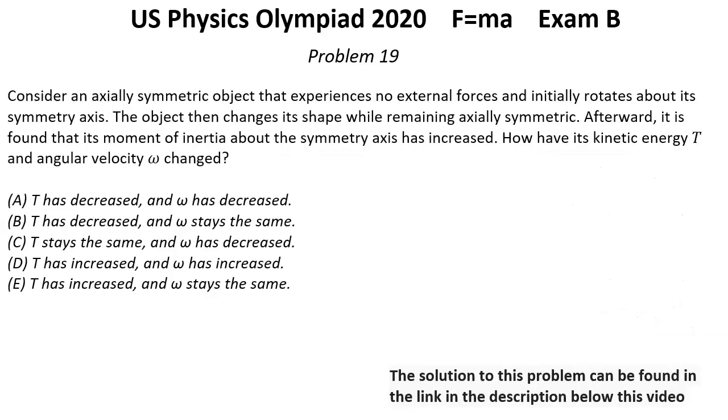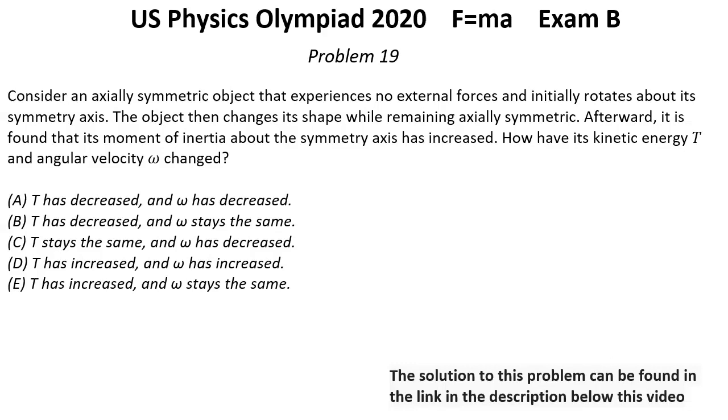Problem number 19. Consider an axially symmetric object that experiences no external forces and initially rotates about its symmetry axis. The object then changes its shape while remaining axially symmetric. Afterward, it is found that its moment of inertia about the symmetry axis has increased. How have its kinetic energy T and the angular velocity omega changed?